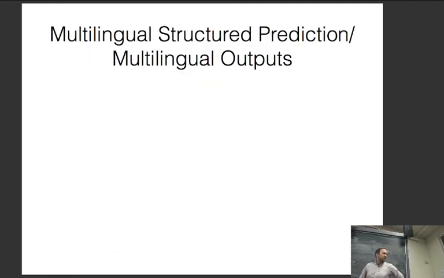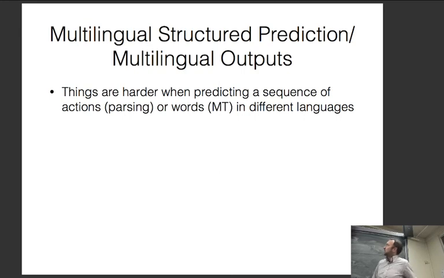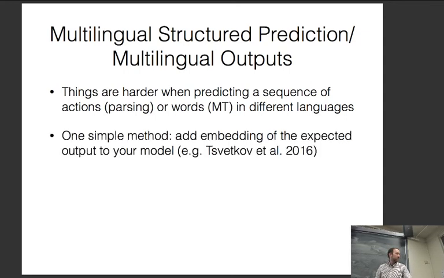The more difficult thing is multilingual structured prediction, or multilingual outputs for sequence-to-sequence models. And I don't think there's a consensus that this is really helpful yet. People have tried to make this work, and we haven't seen really huge gains. But basically, things are harder when predicting a sequence of actions or words in different languages, just because the predictions are very different.